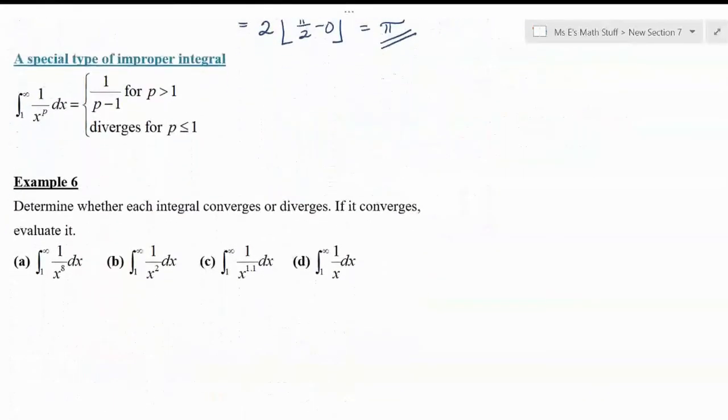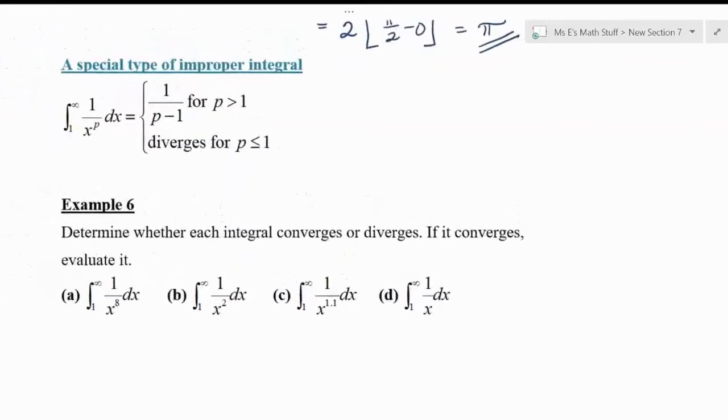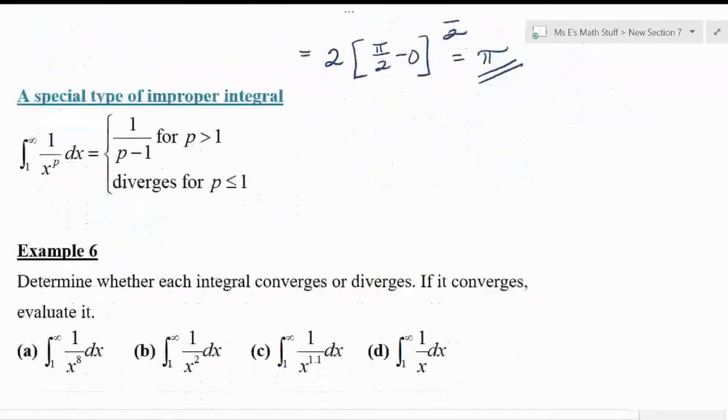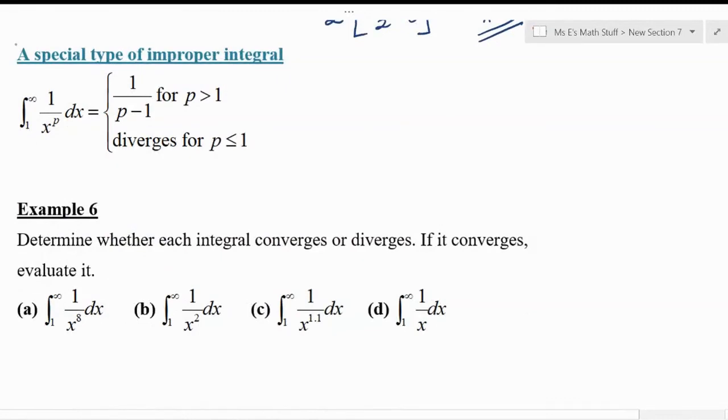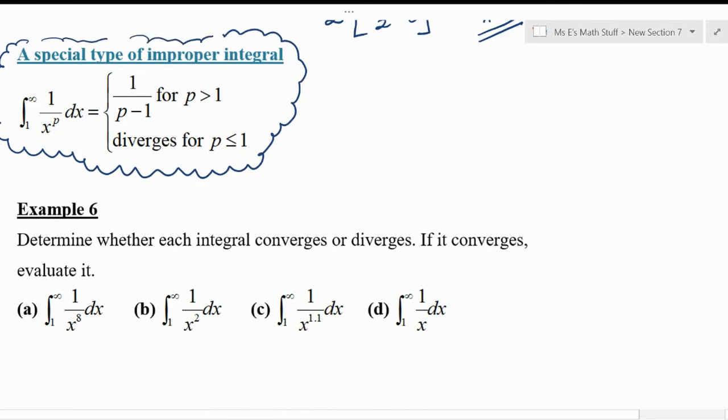Okay. Let's talk about this special type of improper integral right here. If you have an improper integral where its lower bound is 1 and its upper bound is infinity, of the form 1 over x to the p dx, where that p value is a constant, it will actually end up equaling 1 over p minus 1 as long as your p value is bigger than 1. But if your p value is less than or equal to 1, then your integral will diverge.